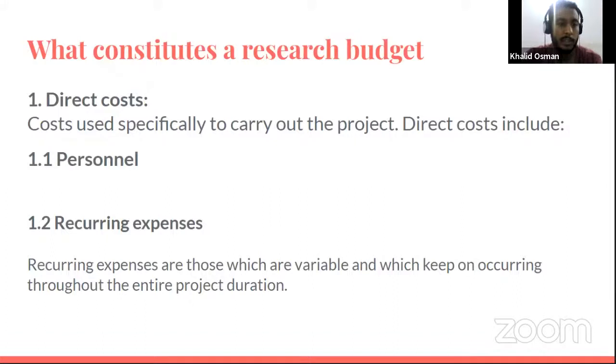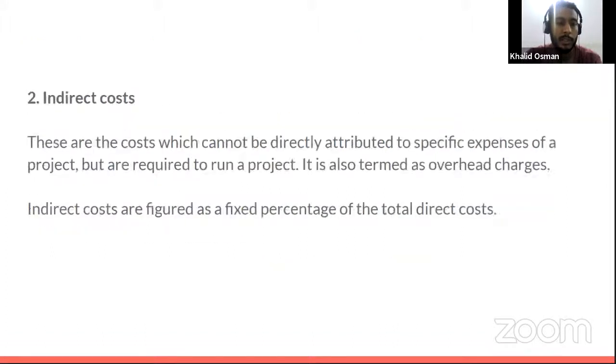The second thing which is very important to consider is the indirect cost, which is also called the overhead charge. These are the costs which cannot be directly attributed to specific expenses of a project, but are required to run a project. It's also termed as overhead charges. Indirect costs are figured as a fixed percentage of the total direct cost. A common percentage being used here is 10%.